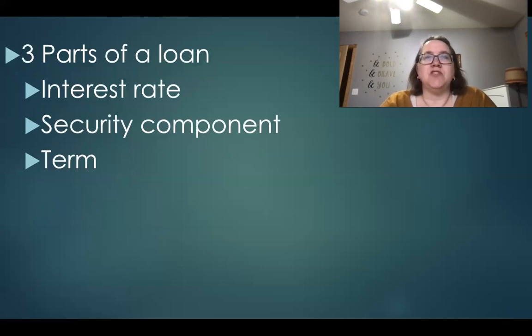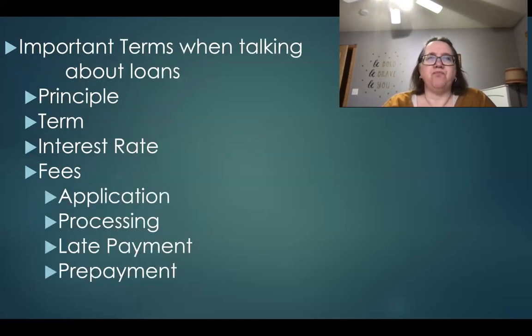Every loan has 3 basic parts to it. There's the interest rate, there's the security component, which would be if you have a down payment or if you have to do something to show them that you are serious about getting this loan. Well, we'll talk about that a little bit more in a minute. And then the term of the loan.